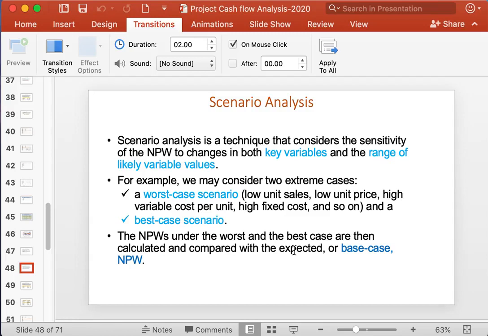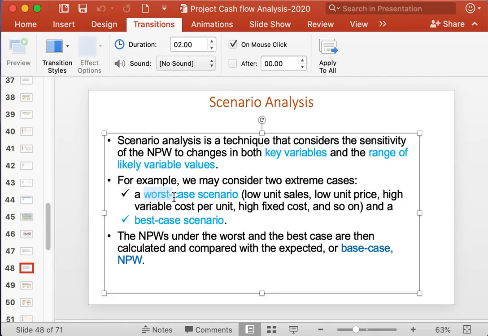So in case of scenario analysis, we can consider two extreme cases, namely worst case scenario and best case scenario. So when we, for example, take worst case scenario, then we are changing the likely values of the key variables simultaneously. Unlike in the case of sensitivity analysis, we are actually changing the likely values of key variables simultaneously.